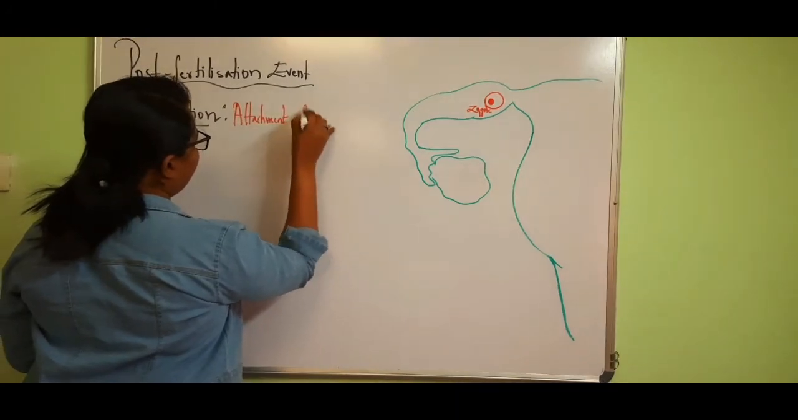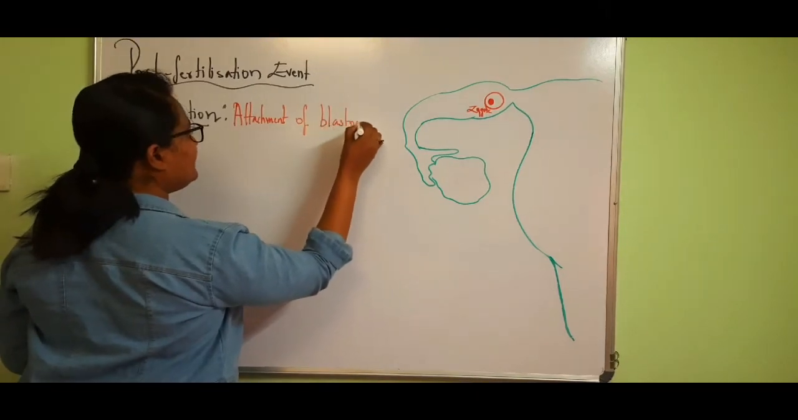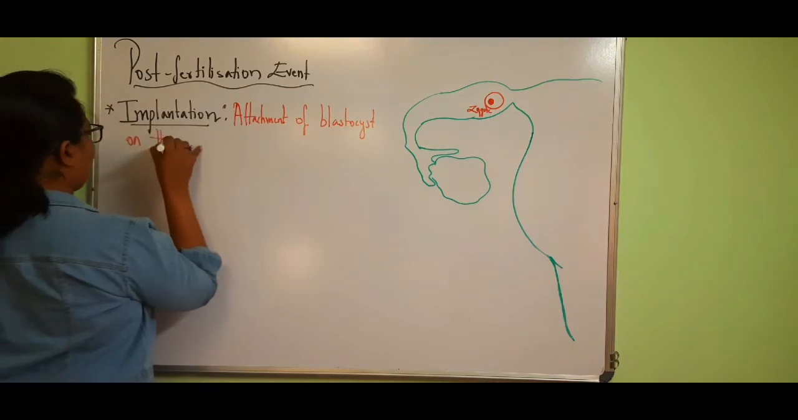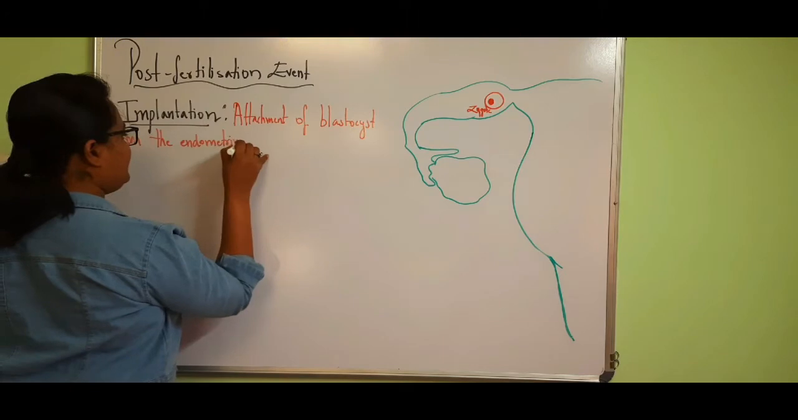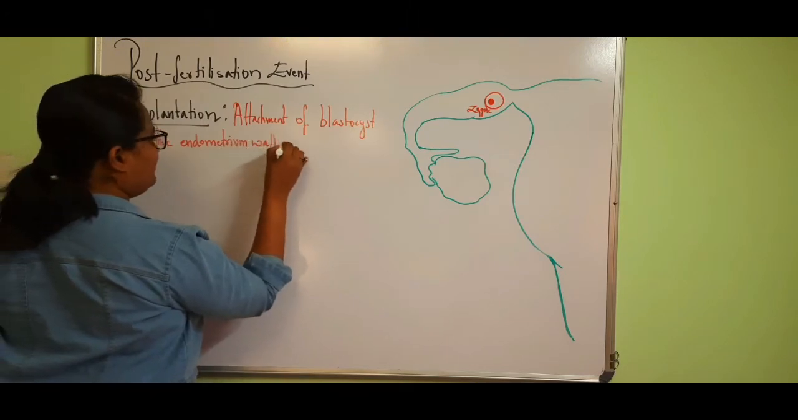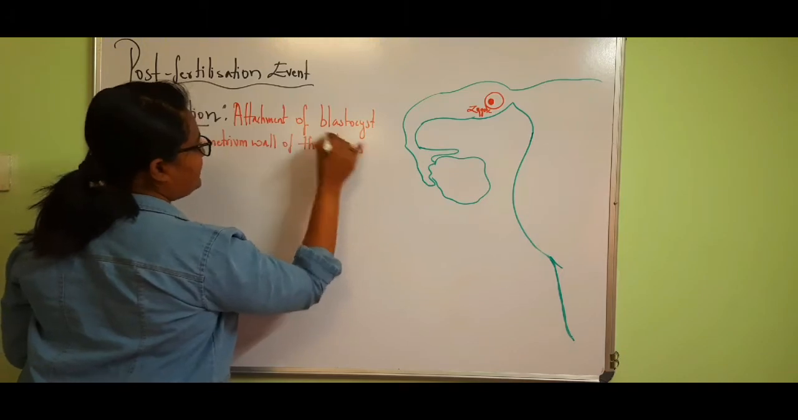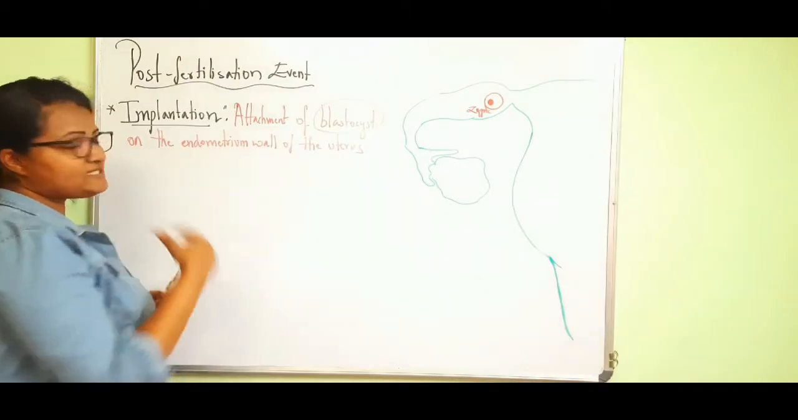Attachment of blastocyst on the endometrium wall of the uterus. Okay, now what is blastocyst? So there is only zygote, and what is blastocyst?